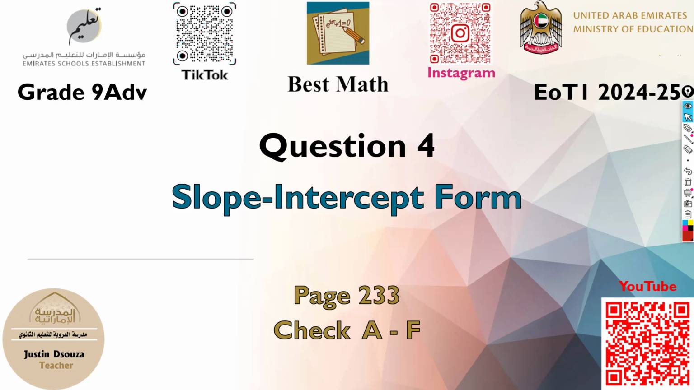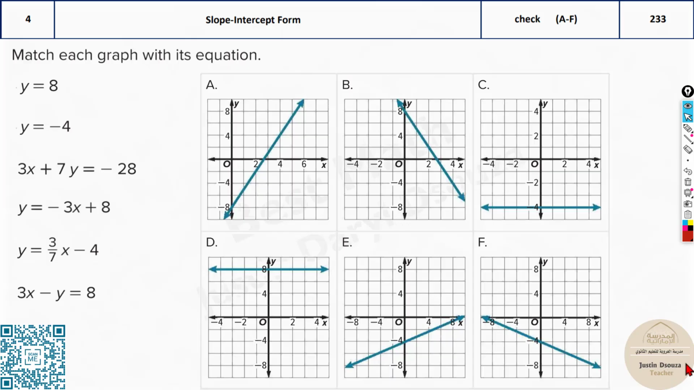Question 4 is about graphing. The equations can be in slope-intercept form or in other forms. Here you can see there are plenty of graphs and plenty of equations. In your exam, since this is the multiple choice part, you might be given either a single graph and 4 equations, or the equation might be given and 4 graphs might be given. Let's see anyway how to solve this.